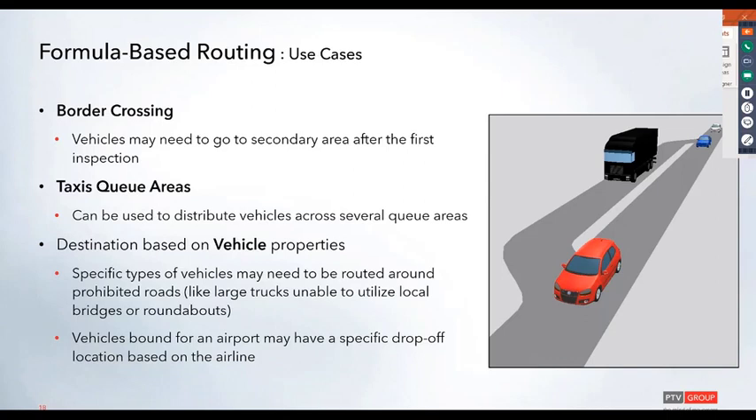And then really you can set this up for any vehicle property. You may have a specific vehicle type that needs to be routed along a different path, maybe it can't take a specific local road, or just has a different area it needs to go to. Or you can also create user-defined attributes if you want to send vehicles to a specific section for an airport, having them go to different drop-off areas based on airlines. So a lot of different options for setting all of this up.